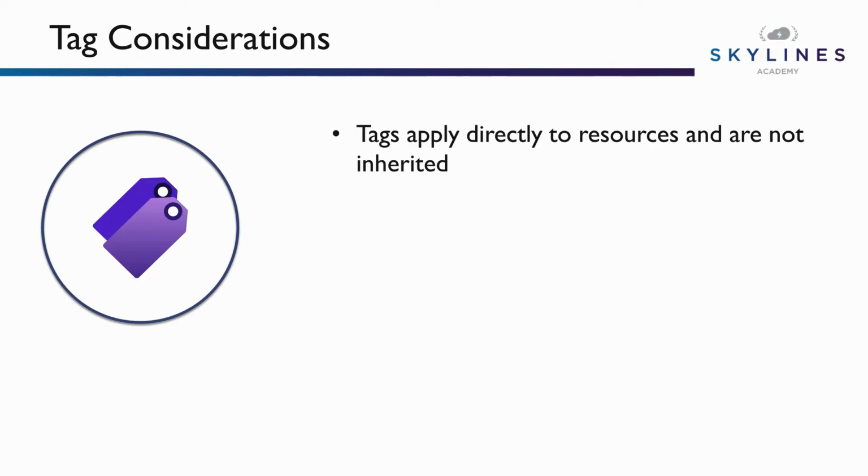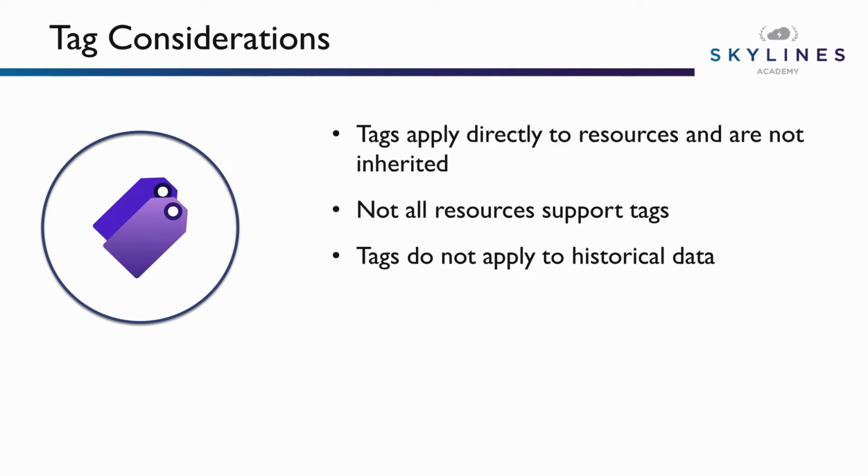There are some considerations to keep in mind with tags. Tags must be applied directly to resources. They're not implicitly inherited from a resource group. Most, but not all, resources support tags. Tags take effect when they're applied, and do not apply to historical data. And managing tags requires contributor access to the resource.